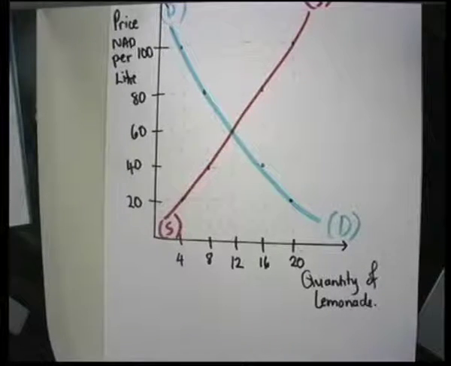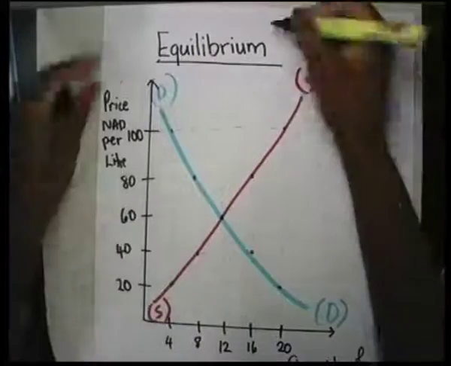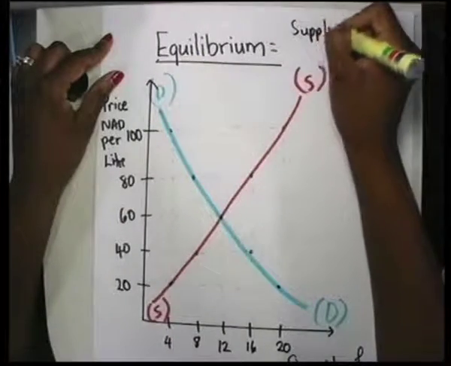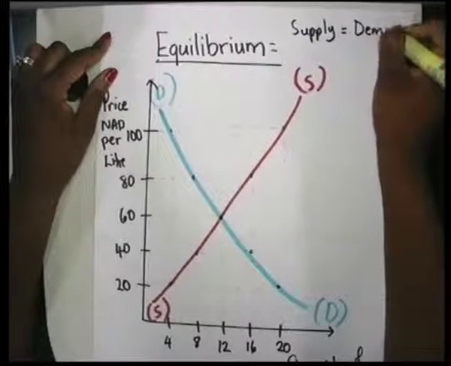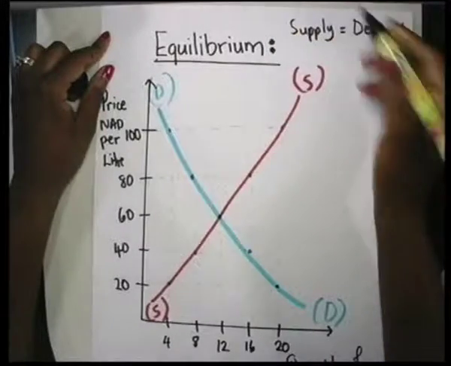Now we need to mark the equilibrium with A. Now remember, what did we say equilibrium is? Equilibrium is the point where supply is equal to demand. That is what equilibrium is. That's when supply is equal to demand.